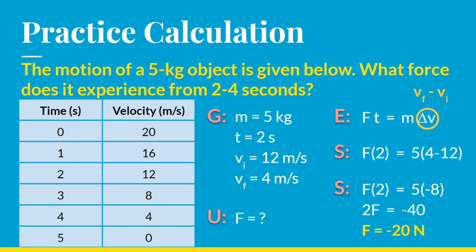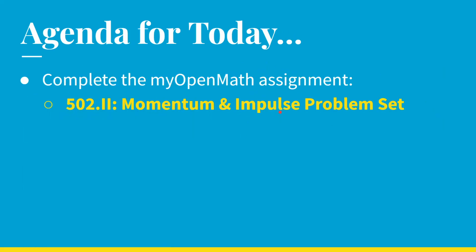Again, you will see this again. It's in your assignment today. Different numbers, but it's in your assignment today. Okay, so if you have a question, you can look back at it, or of course you can ask. Speaking of your assignment today, for the remaining time you have left in the class period, you should be working on 502.2, Momentum and Impulse Problem Set. If you do not finish this during the class period today, you need to complete it for homework. It is due by 11:59 p.m. tonight.